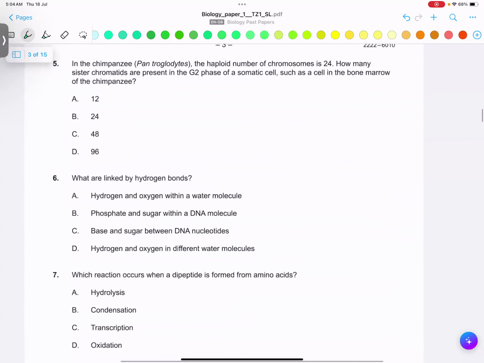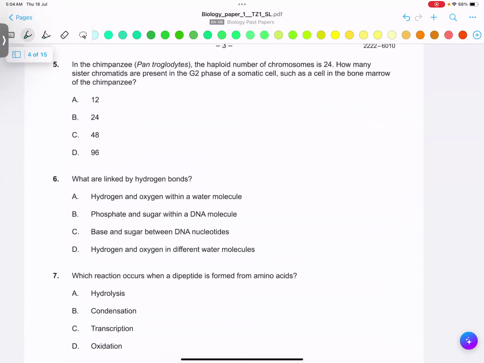Now, for question five, this is actually an analysis question. In the chimpanzee, the haploid number of chromosomes is 24. How many sister chromatids are present in G2 phase of a somatic cell, such as in the bone marrow? Okay, so they're just giving us a somatic cell. The haploid number, which is N, is 24. So diploid, which is 2N, is 48.